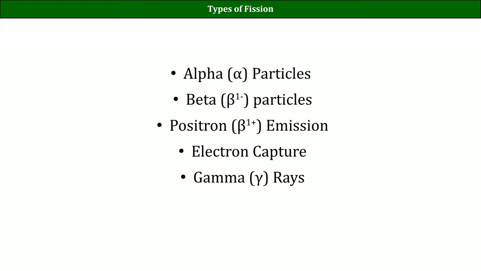I guess part of the reason that gamma rays get their own category is because they're a different type of radiation that comes off. They damage your cells in a different way than alpha particles or beta particles. So from an anatomy point of view, from a biology point of view, gamma rays are different than the others. From a physics point of view, they're a byproduct of all the rest of these.